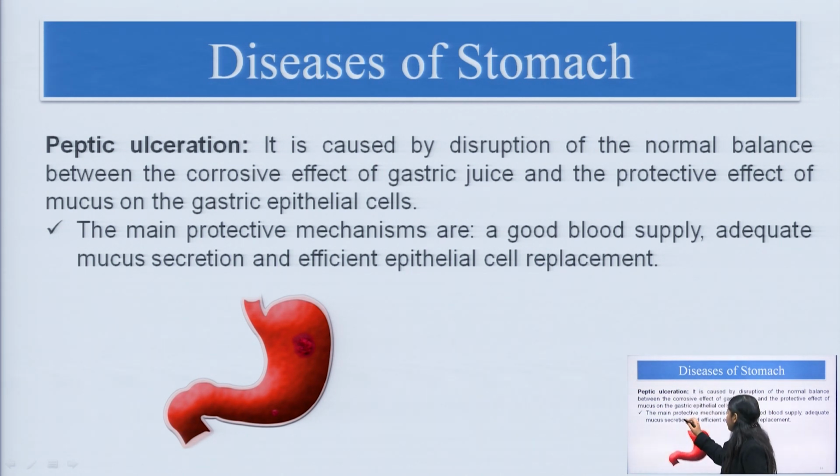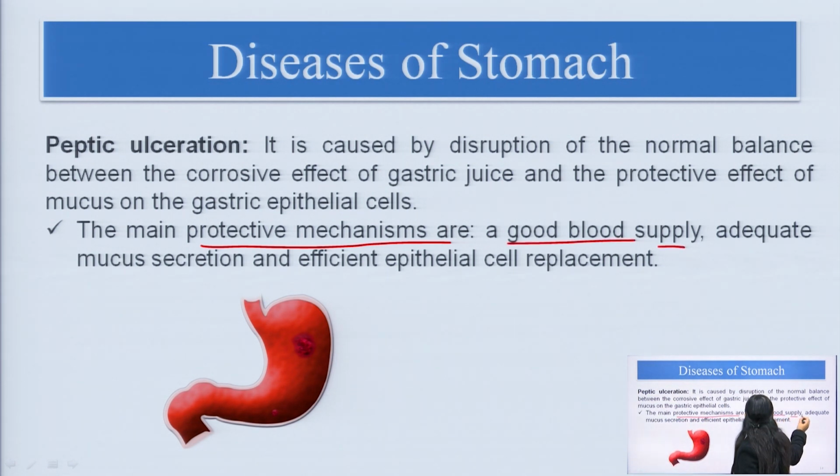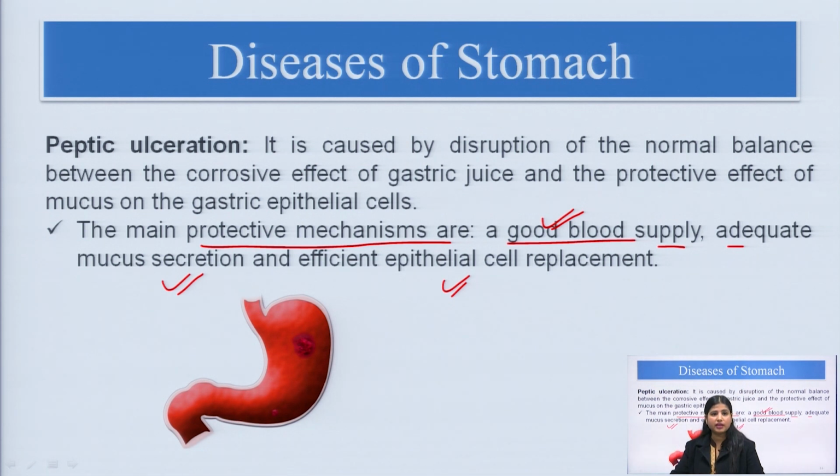There is one important point: the main protective mechanisms are good blood supply. This is the protective mechanism. If there is a good supply, there is adequate mucus secretion and efficient epithelial cell replacement. As cells get damaged, new cells are formed. Then the healing is also fast. In this way, the stomach area is affected.